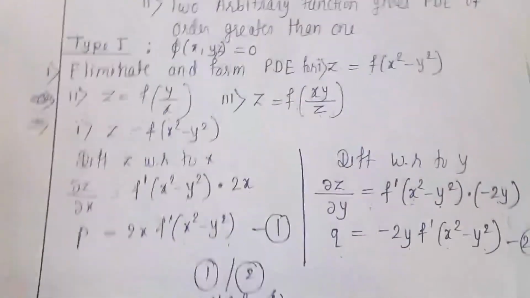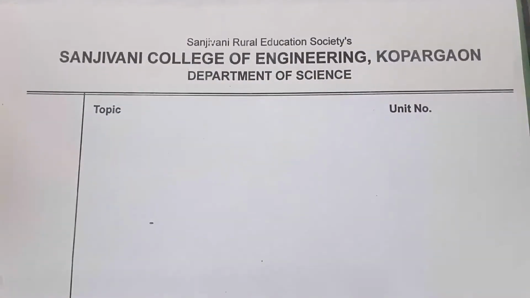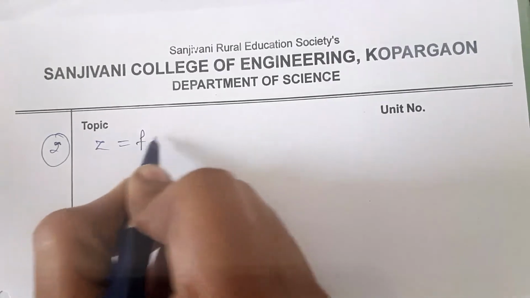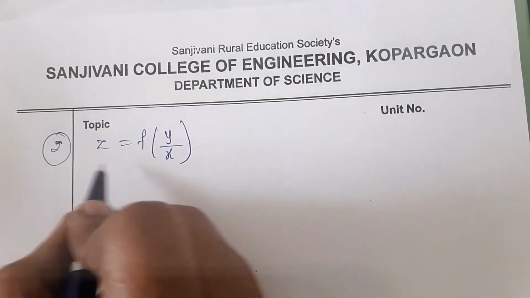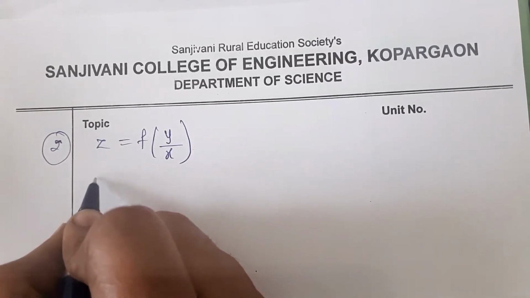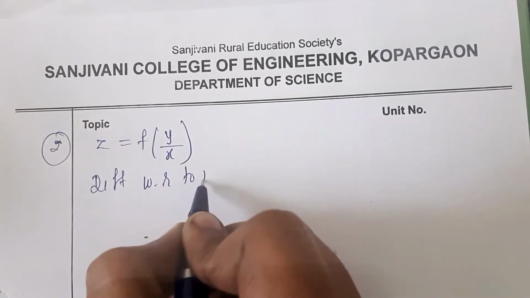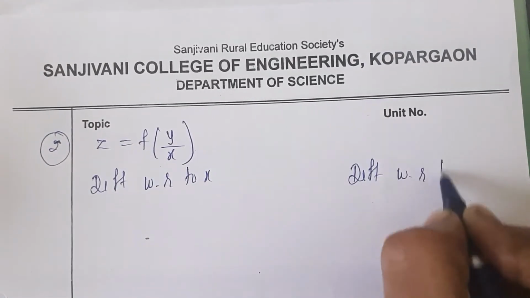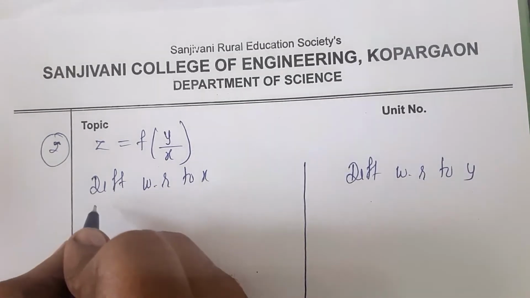Now the second example is z is equal to f of y by x. Z is equal to f of y by x is the second example. In this example, we differentiate first with respect to x and then with respect to y. Now differentiate with respect to x.